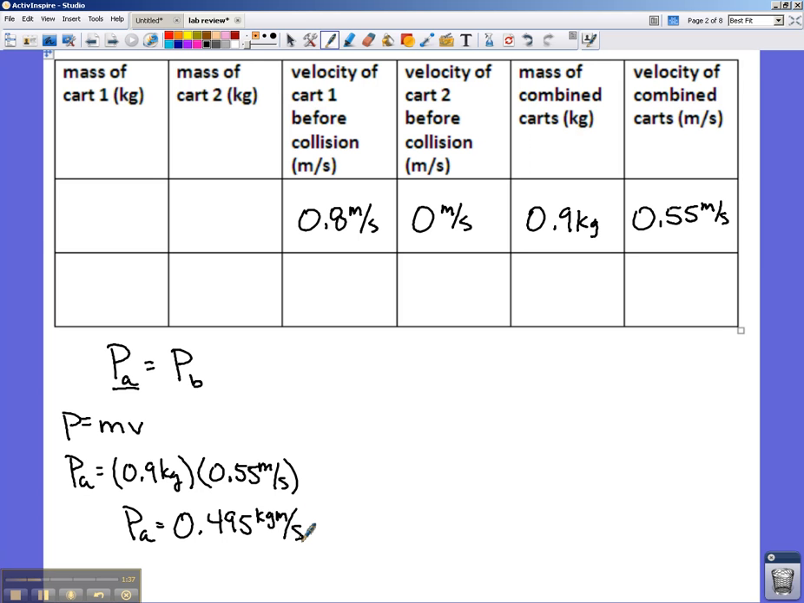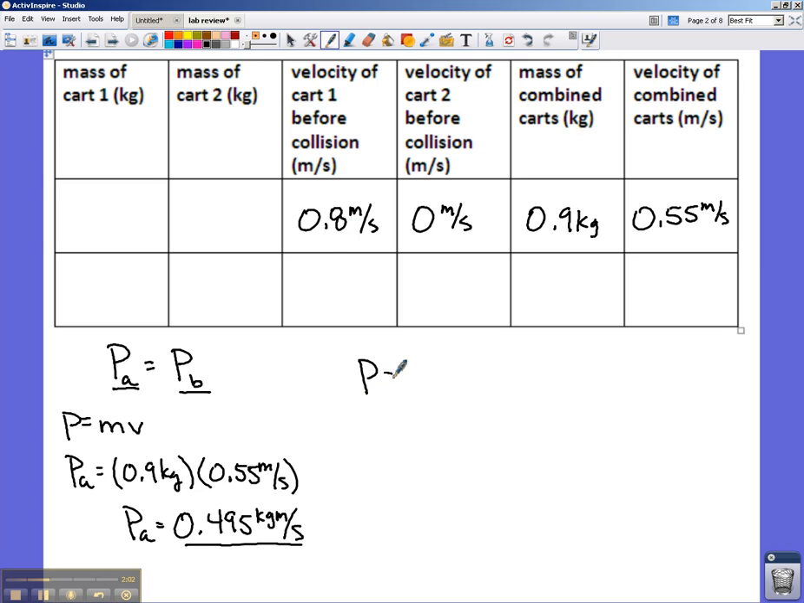So now you know the momentum after, so you also know the momentum before. It's the exact same amount. You can use that information and the velocities that we know before to calculate masses. So I noticed that the velocity of cart 2 is 0. That means it had 0 momentum. That means all of this momentum right here came from cart 1 at that speed.